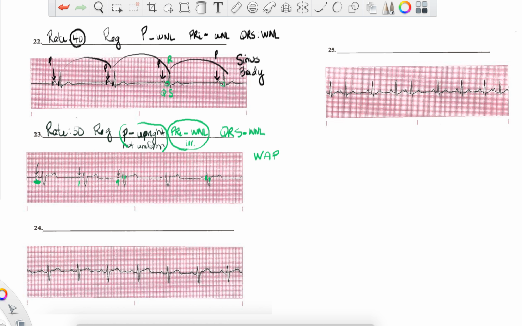All right, let's look at 24. So we have a rate of 1, 2, 3, 4, 5, 6, 7. A rate of 70.